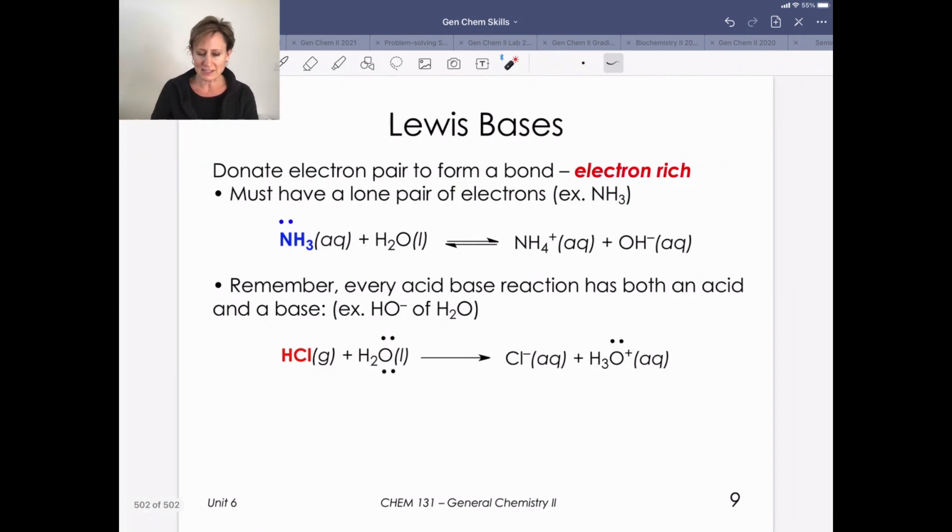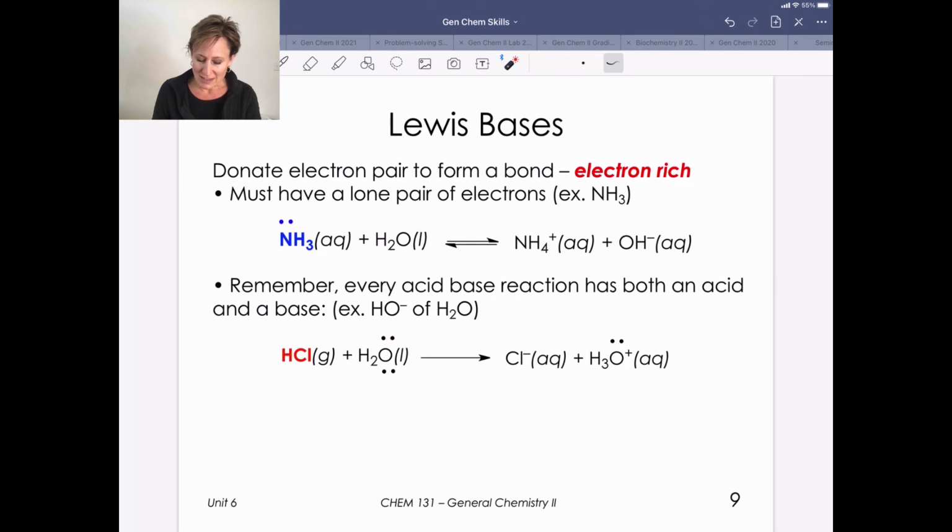Okay, so that's Lewis acids. Lewis bases we define as anything that's electron rich, anything that has a pair of electrons that it can donate to form a bond. So you must have a pair of electrons, but amines here are going to easily classify as Lewis bases. But again, remembering every acid base reaction has both an acid and a base.